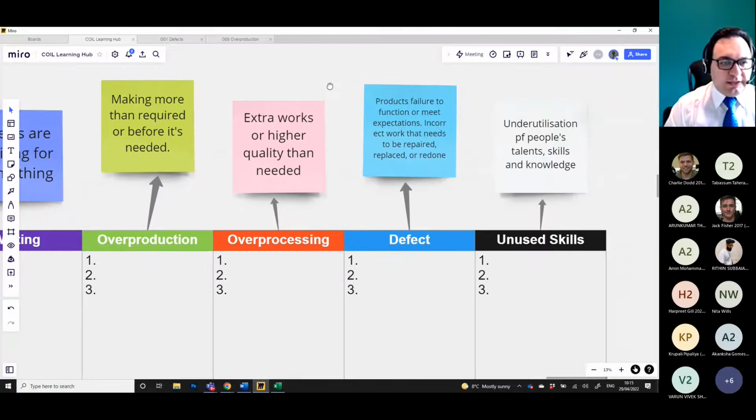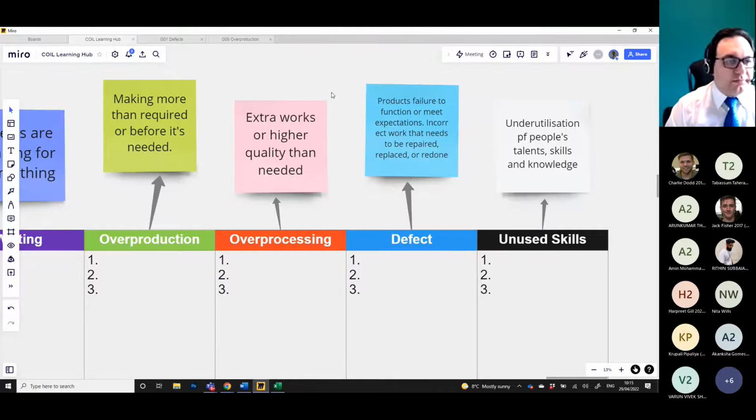Good. Next one is extra processing or over processing. These are extra works that you do that are not required. For example, you need to sign different documents, or multiple signatures are required to confirm something. So you should sign it, and the next person signs it. Lots of signing to confirm something that is not required. This is extra work. Or double entry of data.